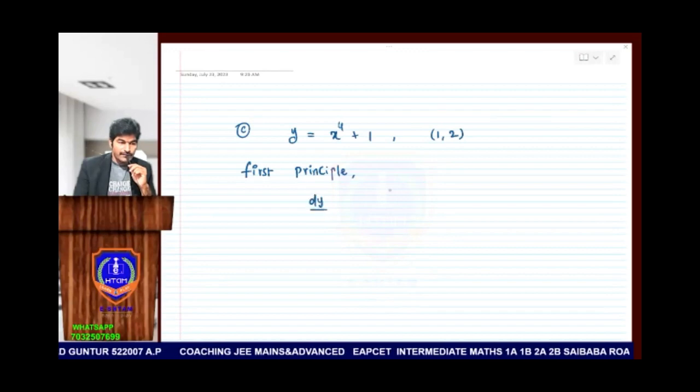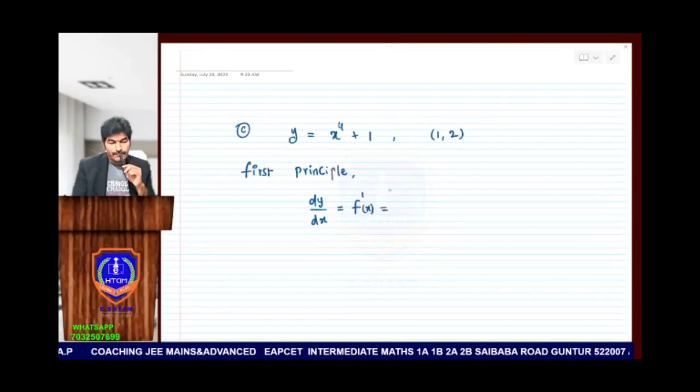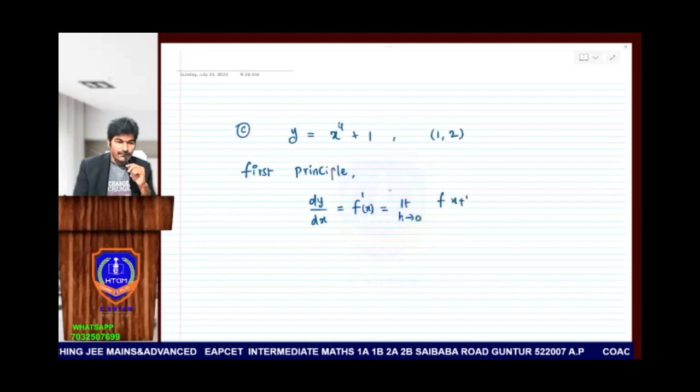Derivative means y is a function and it is defined as x power 4 plus 1. dy by dx, or you can also say f dash of x, both are same. The definition of first principle is limit h tends to 0, f of x plus h minus f of x divided by h. This is called first principle.